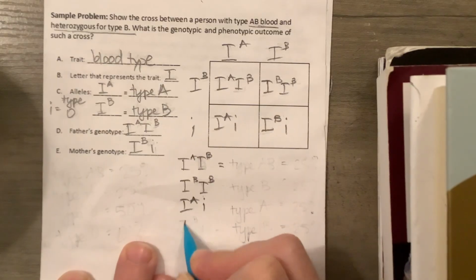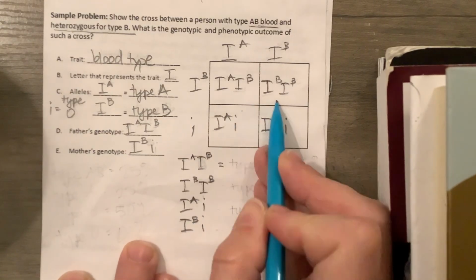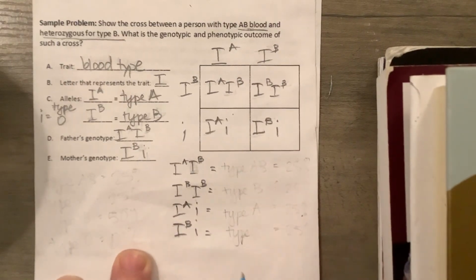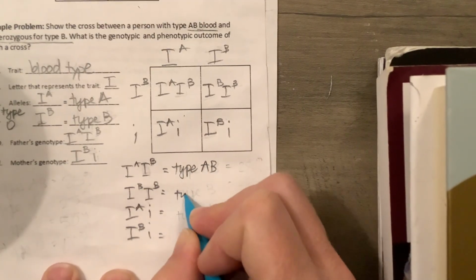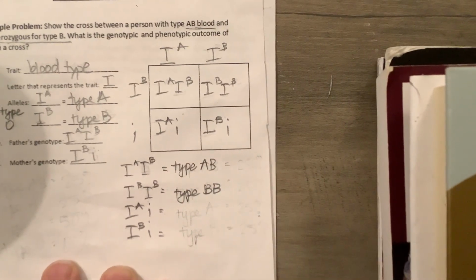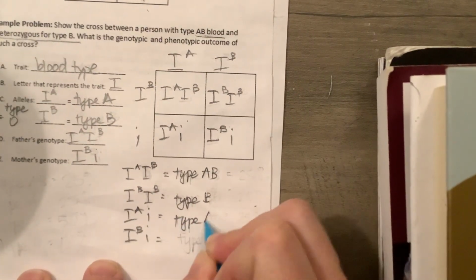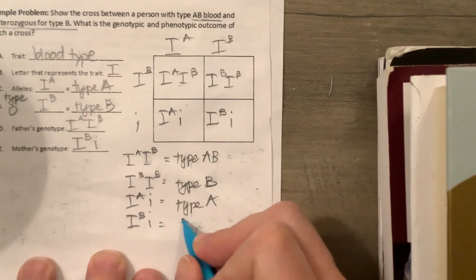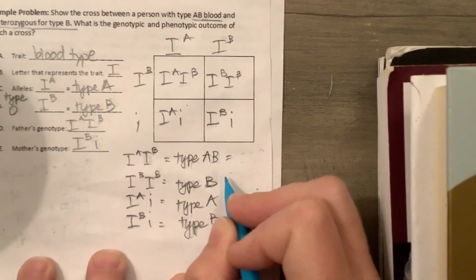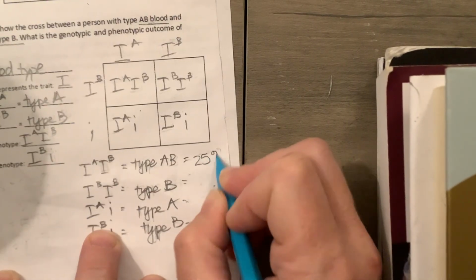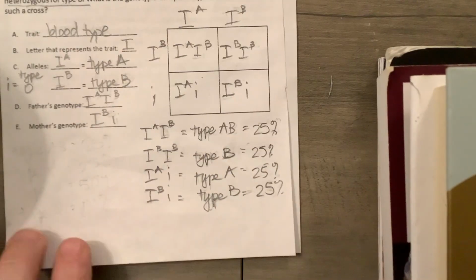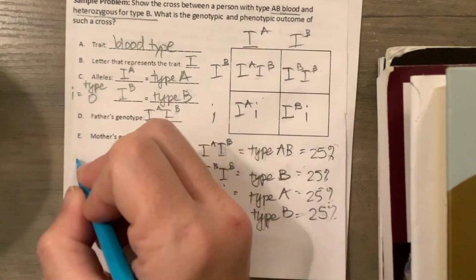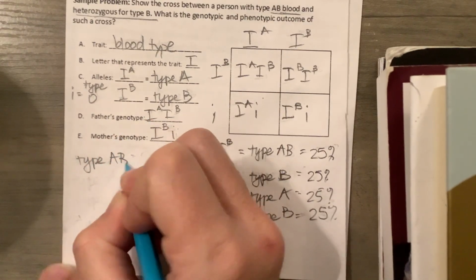So here are our 4 potential offspring genotypes from the Punnett square. So we could have a type AB child, a type B child. Oh, we wouldn't write B. Sorry about that. We have a possible type A child, or we can have a heterozygous type B. Each of these would be 25%. Now, if we needed to go for the phenotypic percentages, we have type, these are the possible blood types.